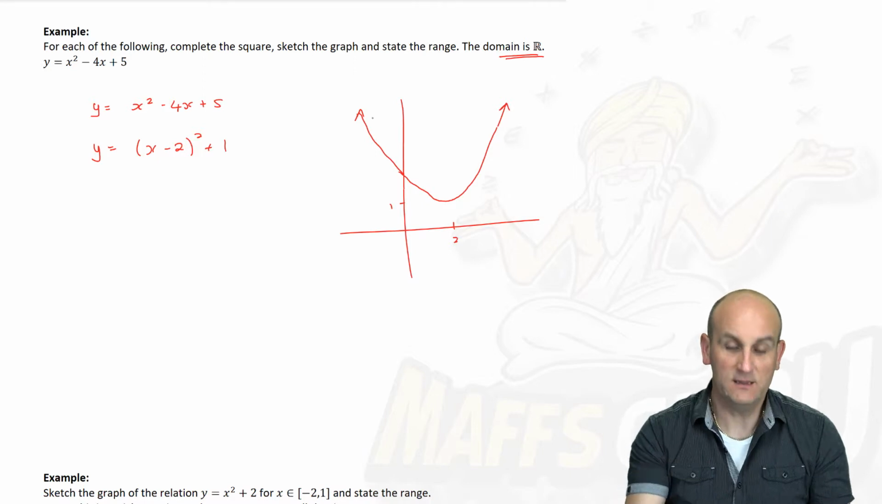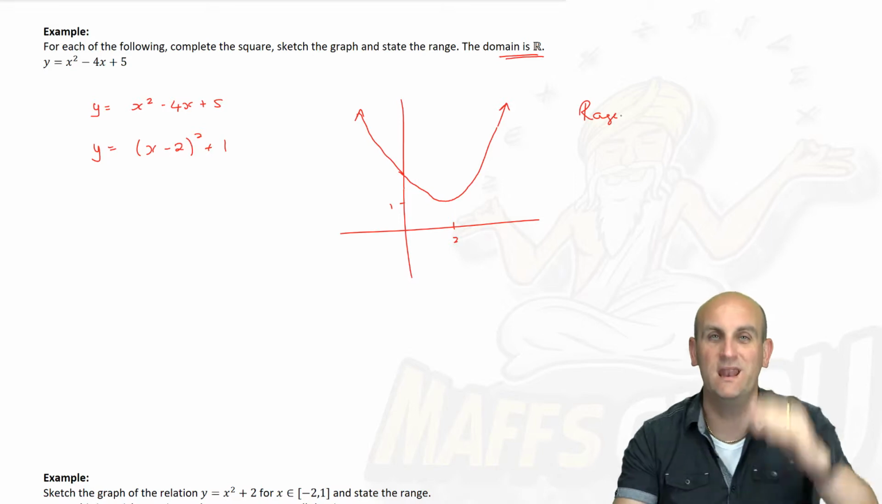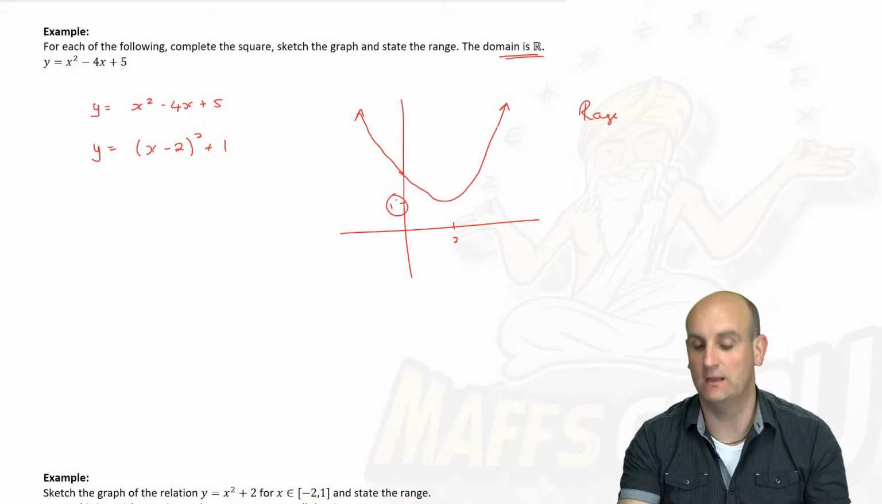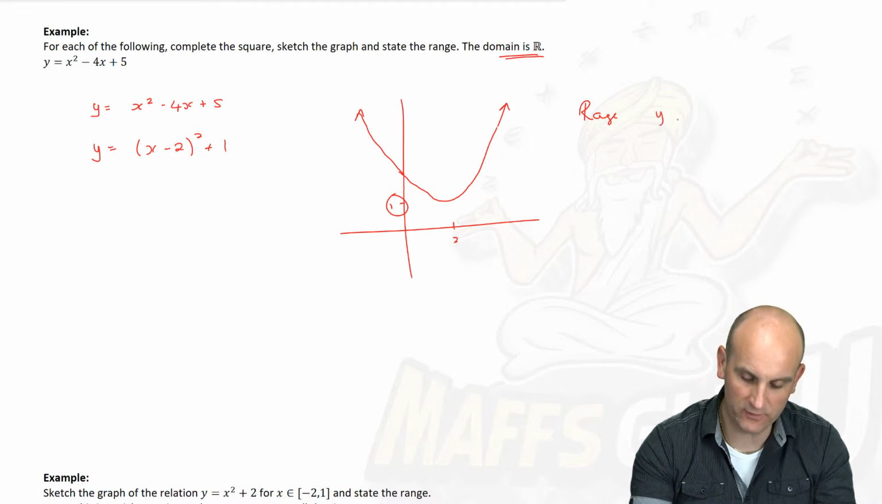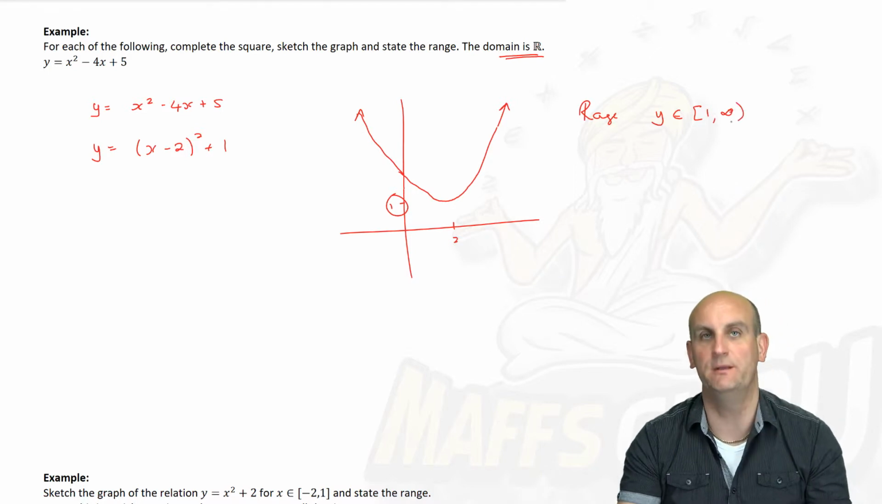What is my domain? They've already given me real, but what is my range? What are my values? Well, what's my lowest y value? We work that out there as being 1. So now I know my range, which starts with y. It starts at 1 and includes 1 and will go to infinity and beyond.